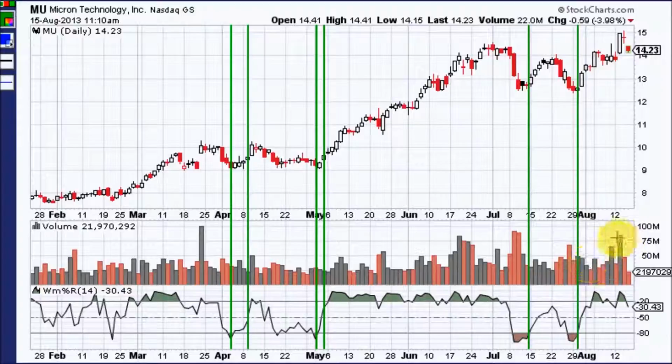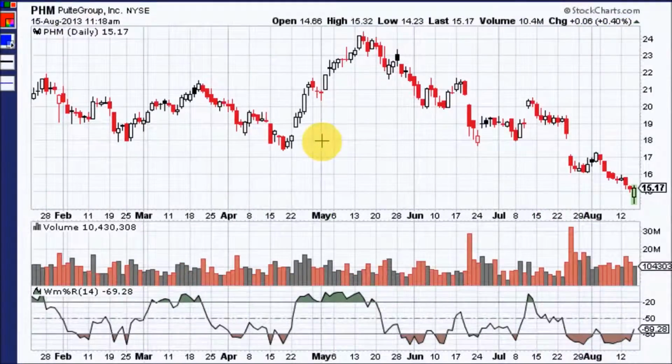Volume was pretty good, but then the two big bars of volume was when it broke out into blue sky territory above all levels of resistance. And that's exactly what you want to see, the biggest volume in the last month or so as it's doing a blue sky breakout. Now let's take a look at the signals %R has given on this chart for PHM.